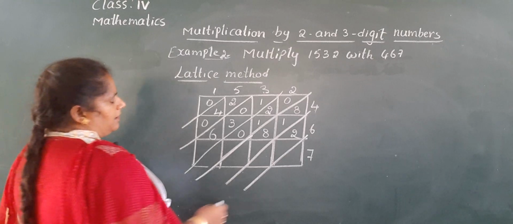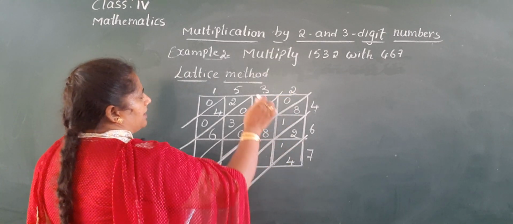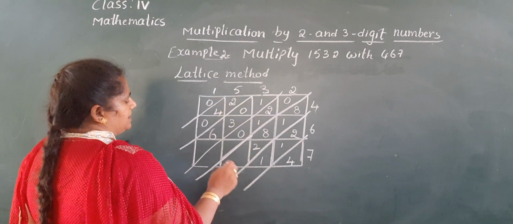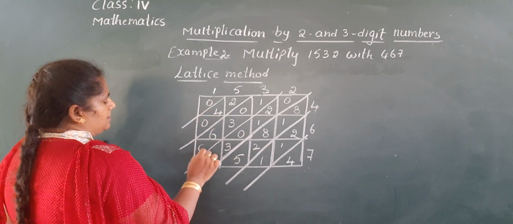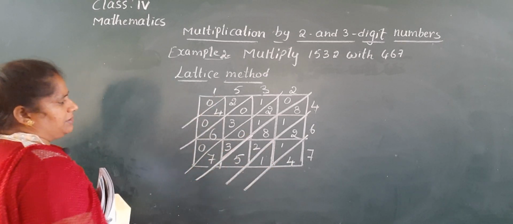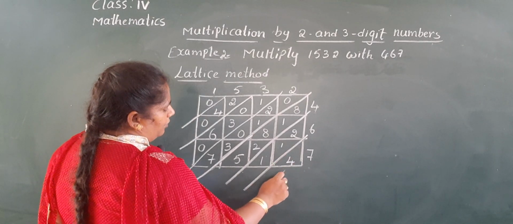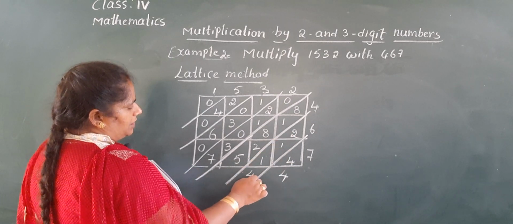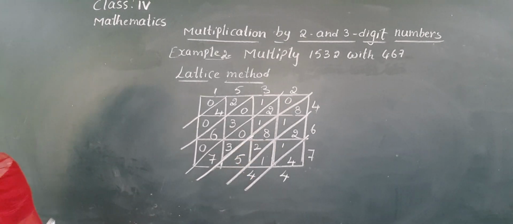Okay? Now multiply by 7. 7 2s are 14. 7 3s are 21, 2, 1. 7 5s are 35, 3, 5. 7 1s are 7. Finish. Now you add the diagonal numbers. This one 4 only. Here 2 plus 1 is 3, 3 plus 1 is 4. Finish. 8 plus 1 is 9, 9 plus 8 is 17.